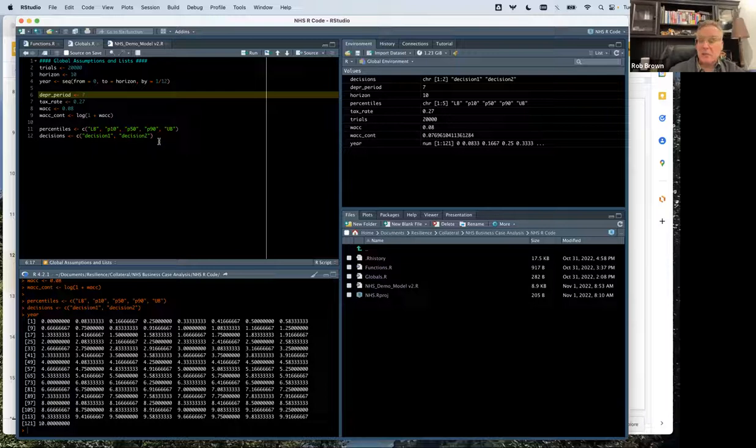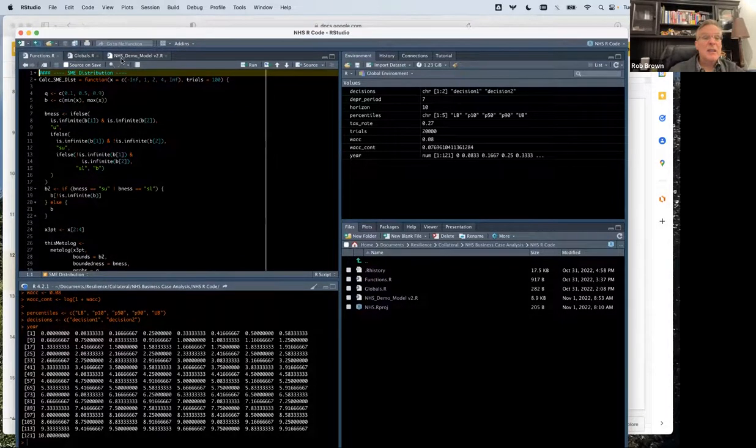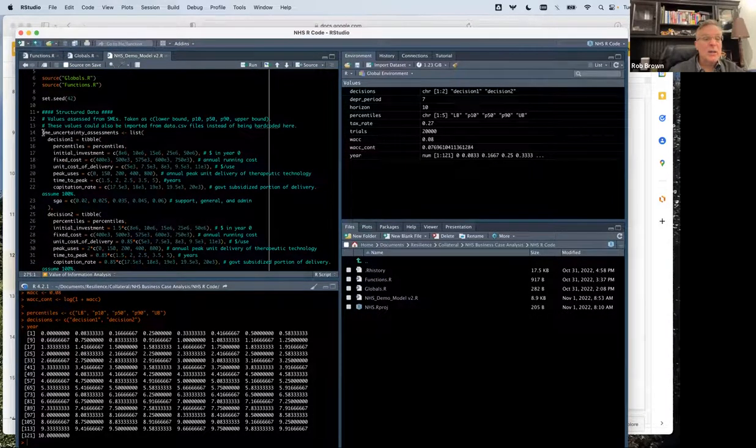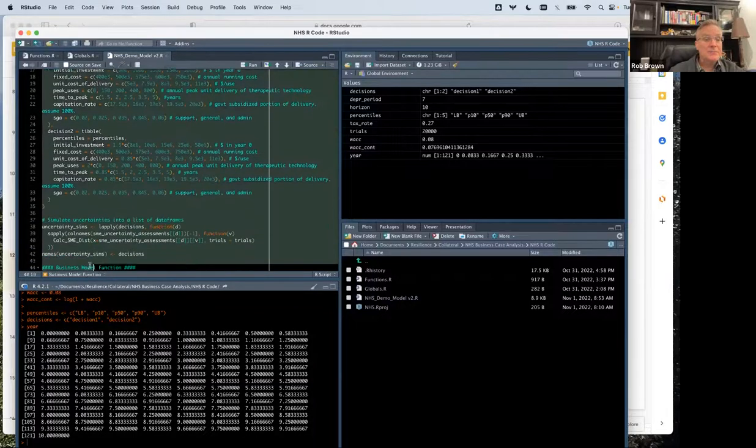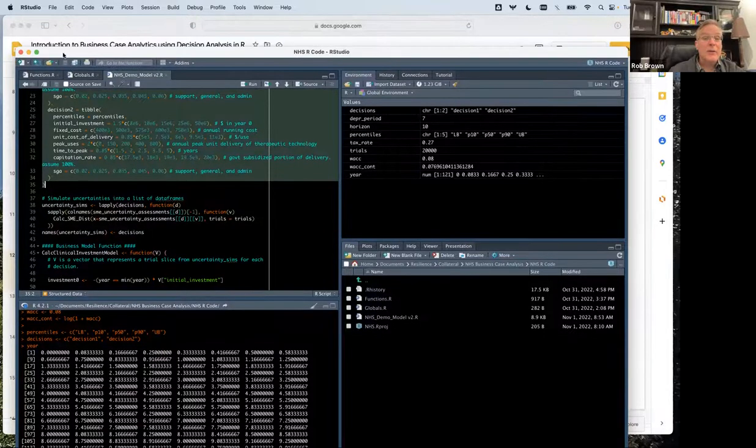And then, of course, I've got some lists of things that I might use repeatedly throughout the model. All right, so next, if I run these uncertainties, in their value creation.